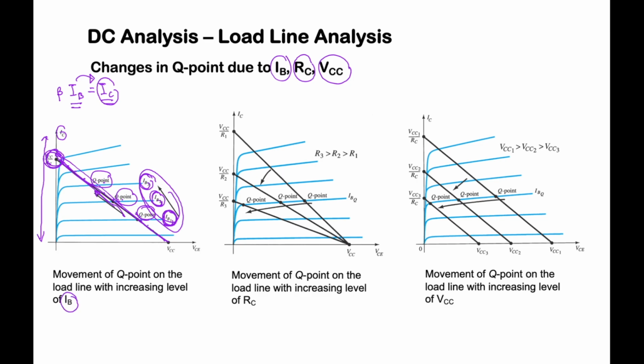Okay, next, what will happen if you change the value of the resistor? So R1, R2 and R3 are values of the resistor RC. So where is the resistor RC? I draw it again so that you can remember. This is your resistor RC, and this is the VCC.